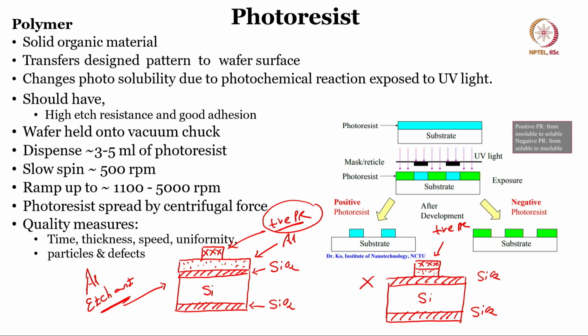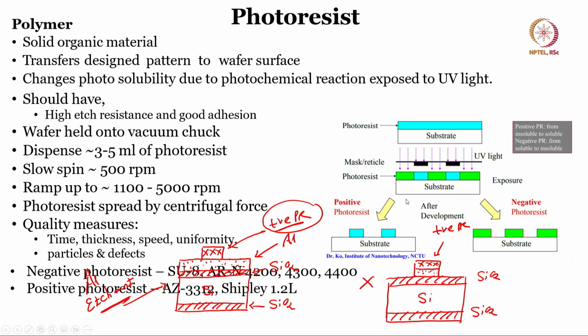So, how to coat the photoresist? Initially dispense 3 to 5 ml of photoresist, perform slow spin followed by ramping up to 5000 rpm. It spreads by centrifugal force, and the quality measures are time, thickness, speed, uniformity.